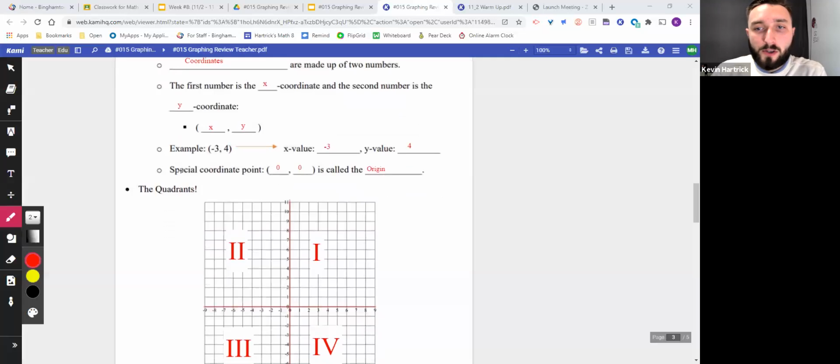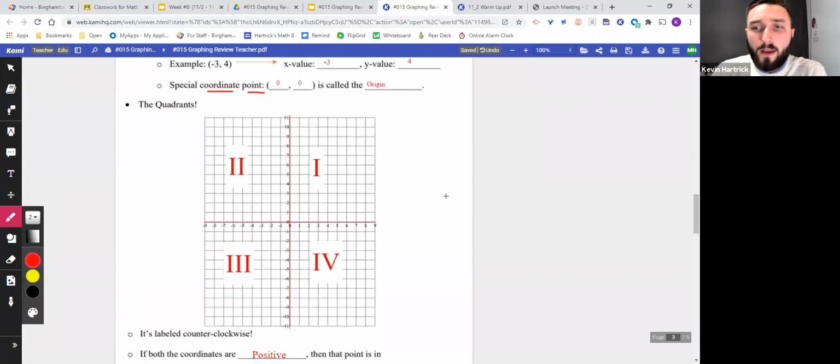There is also a special coordinate, a point called the origin, and it is at (0, 0). We talked about that in the last video. And the origin is super important because that's basically where you're going to start whenever you're graphing any points or lines or anything. You're going to start from the origin. It's kind of like our starting point. All right. (0, 0). So quadrants, we talked about this in the first video.